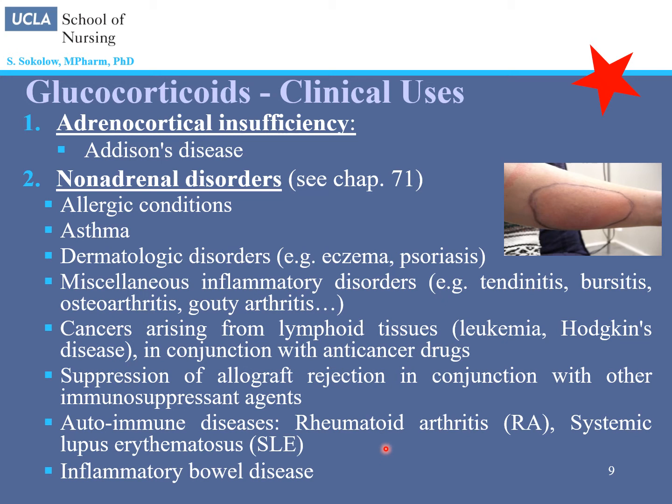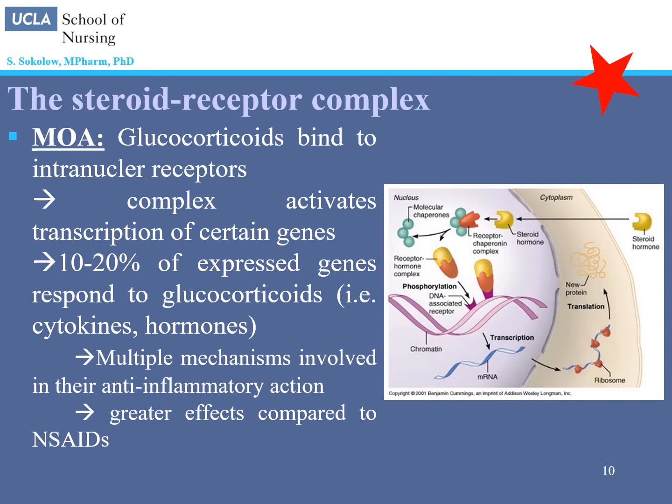They are used for the treatment of certain autoimmune diseases such as rheumatoid arthritis or lupus erythematosus, so SLE, and they can also be used for the treatment of inflammatory bowel disease. Now, what is their mechanism of action? They are actually drugs that target an intranuclear receptor.